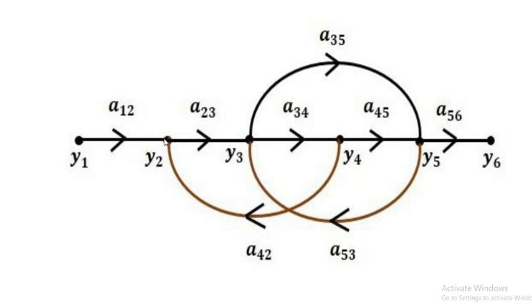these dots are called nodes. If you see this particular signal flow graph, inside this there are a number of nodes. So y1, y2, y3, y4, y5 and y6, these are the nodes. And the line which is joining two nodes can be called a branch. For example, this line which is joining node y1 and y2 can be called a branch. And the branch is having two important things.